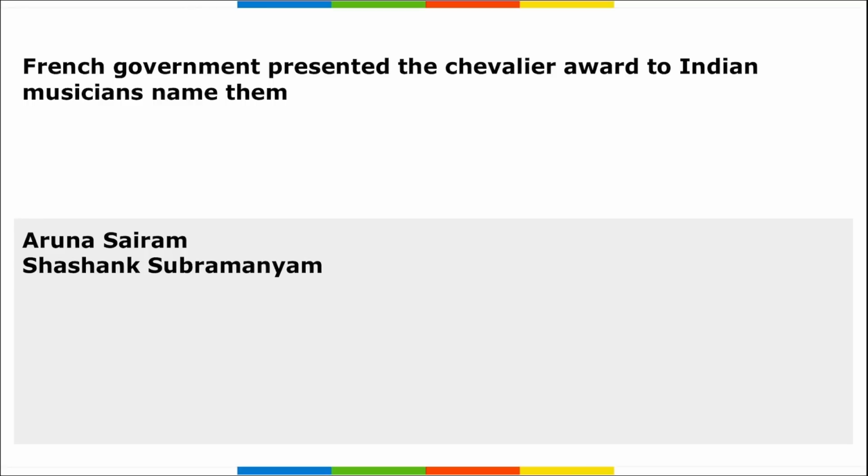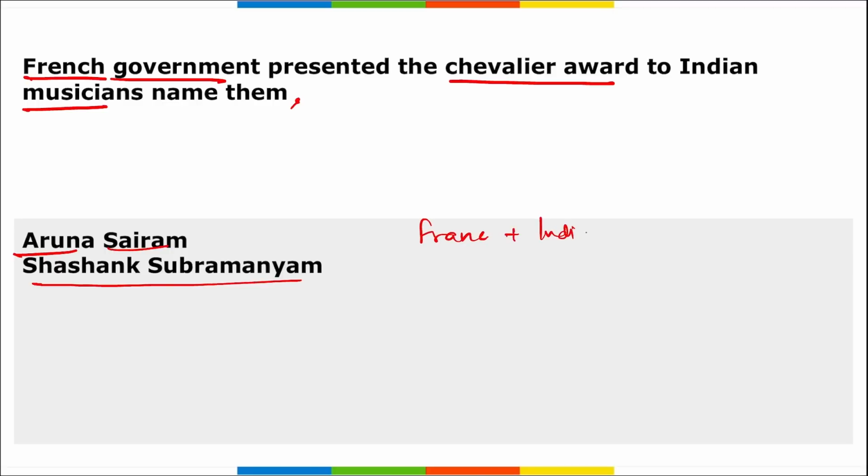Next, the French government has presented the Chevalier Award to Indian musicians, name them, Aruna Sairam and Shashank Subramaniam. These are the two Indian musicians who were awarded with this Chevalier Award, and this is for their contribution in connecting France and India through music, right?